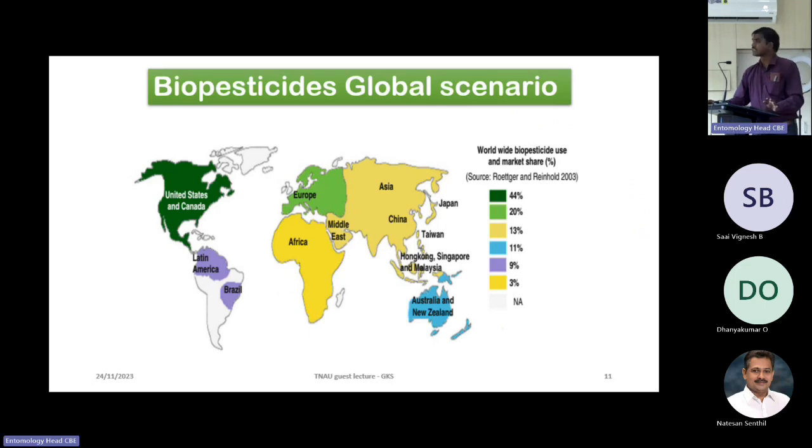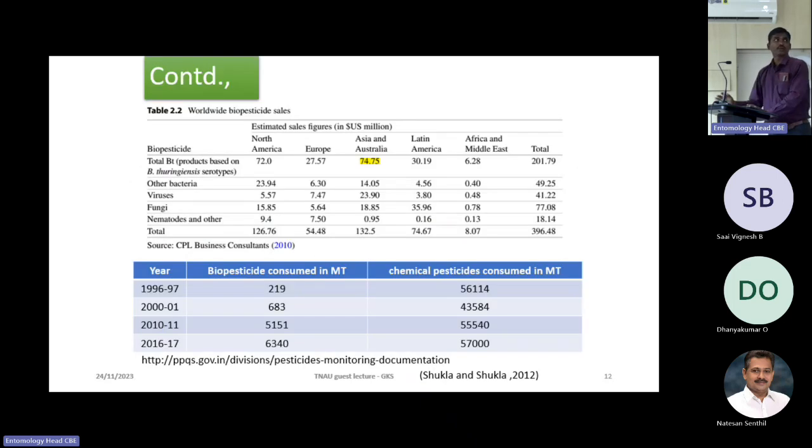When we see the microbial biopesticide consumption, the US ranks first in the biopesticide market, followed by Europe. Then third are the Asian countries. So developing countries are in the booming phase of microbial biopesticides. This is shown by the data also. We see the Indian market also. The microbial biopesticide market is picking up.